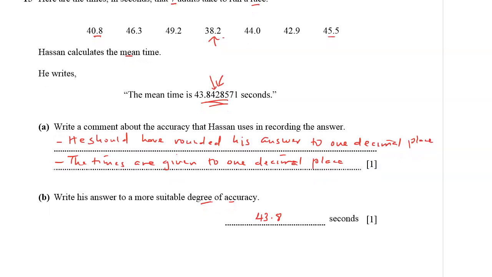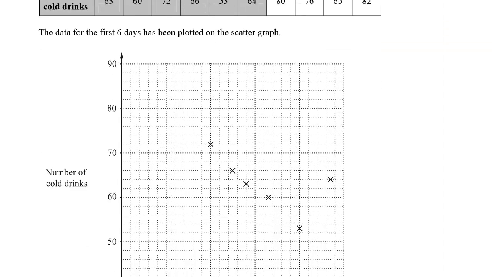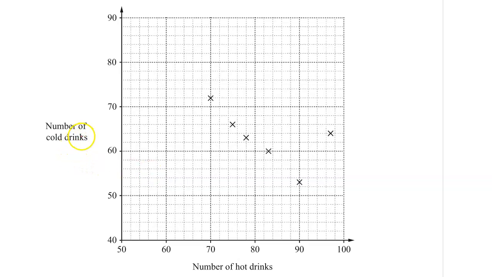Okay. That's number 15. Here's number 16. Anastasia owns a cafe. She records the number of hot drinks and the number of cold drinks she sells on each of 10 days. The data for the first 6 days has been plotted on the scatter graph. The scatter graph is what you're seeing right down here, with the number of cold drinks and the number of hot drinks.